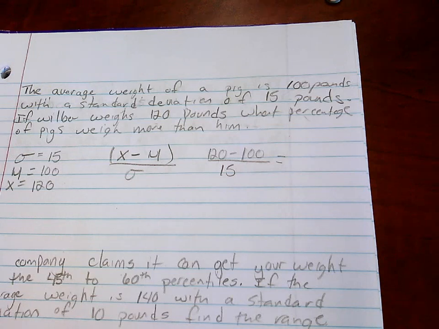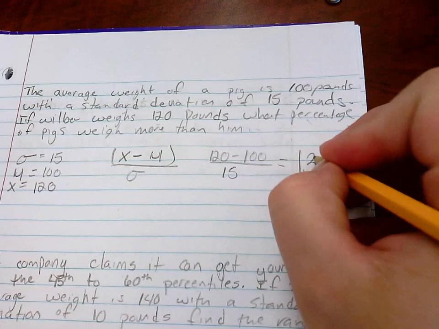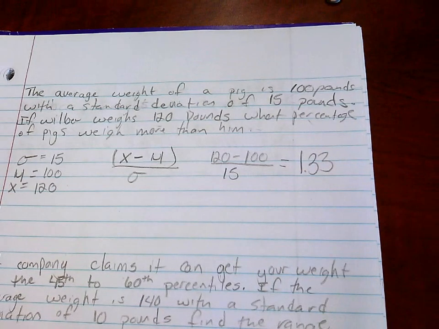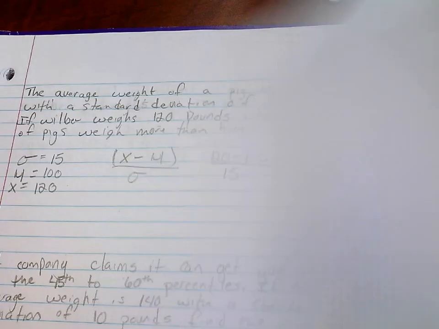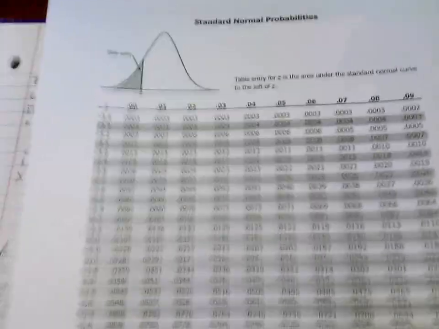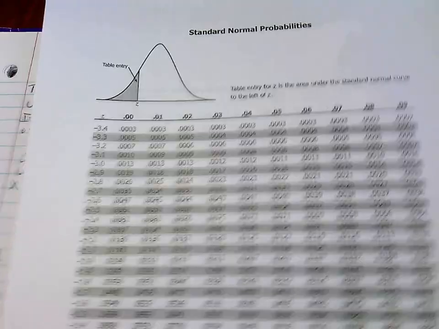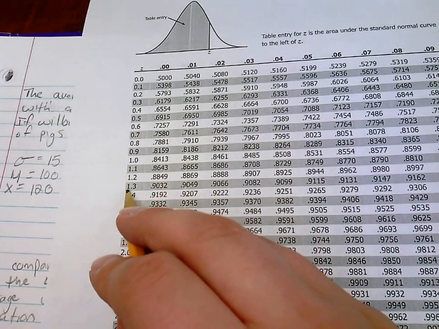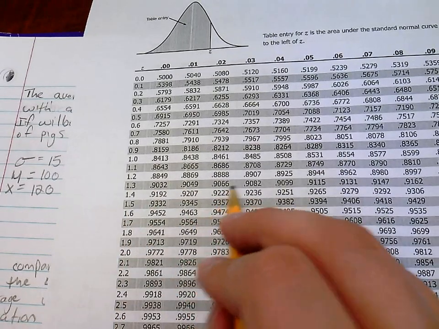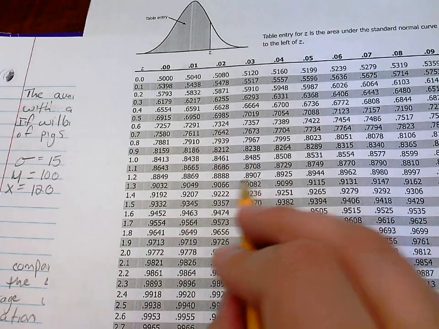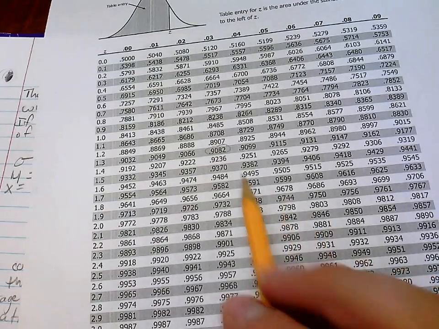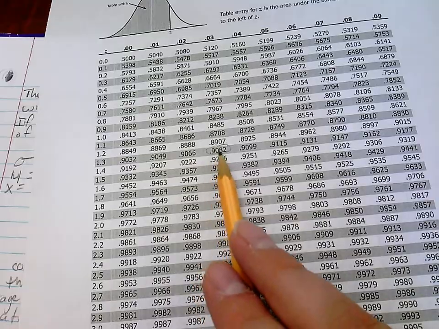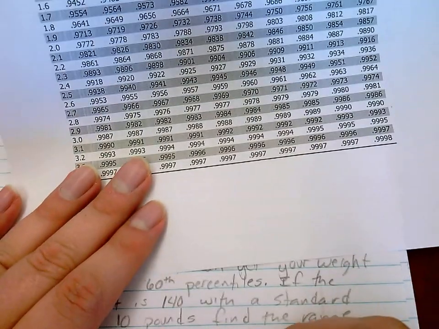And I get the z-score of 1.33. So at this point, what I'm going to do is look at my z-chart. I'm going to look for 1.33, and since 1.33 is positive, I'm going to look on this side. I'm going to look for 1.3, which is right here, and then go over until I get to 0.03, which is right here. So this is the number I want. That means Wilbur is in the 0.9082 percentile, okay?